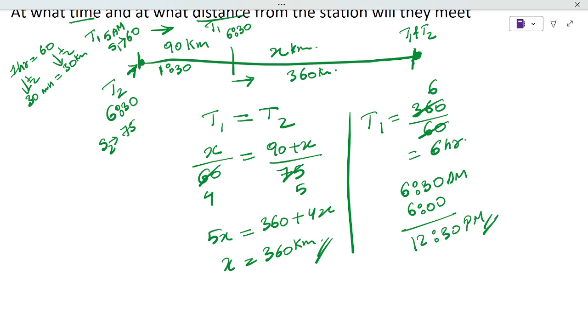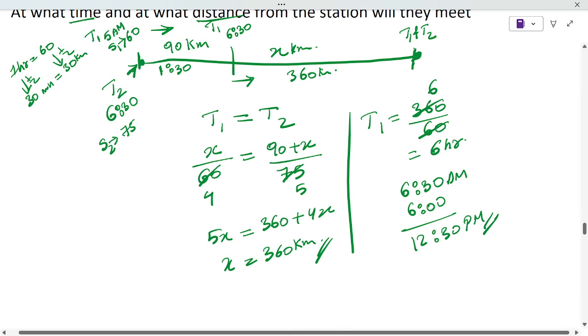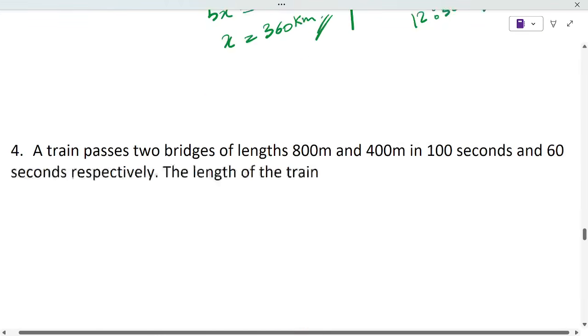You have to check the options also. So that's the answer. The time will be 12:30 p.m. Why p.m.? Because 6:30 a.m. plus 6 hours will get us to 12, right? Noon time is 12 p.m. Next one.